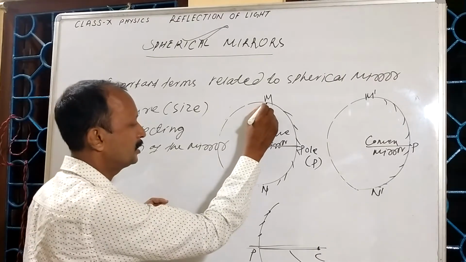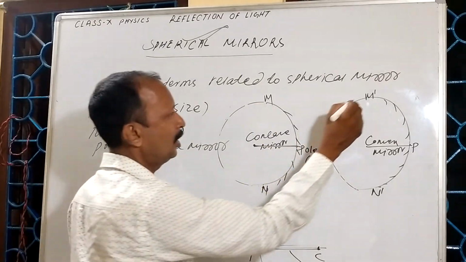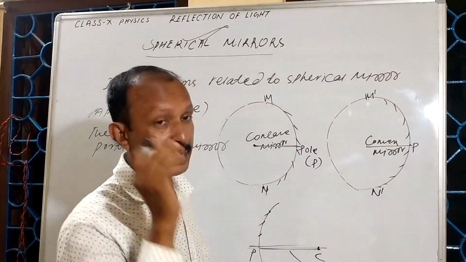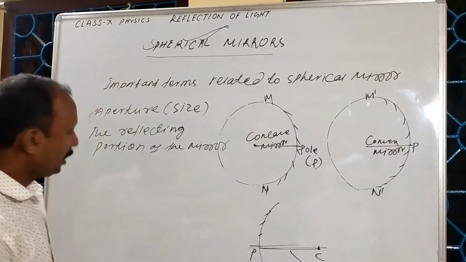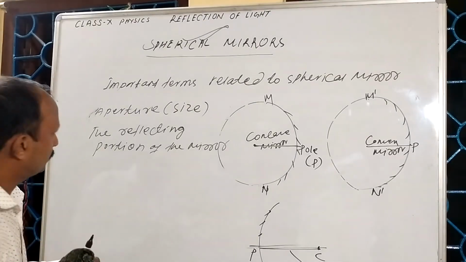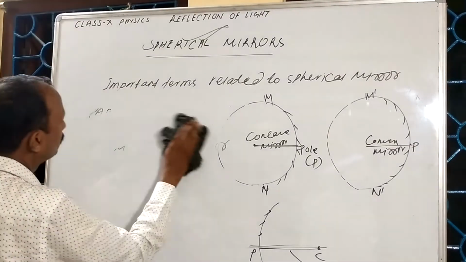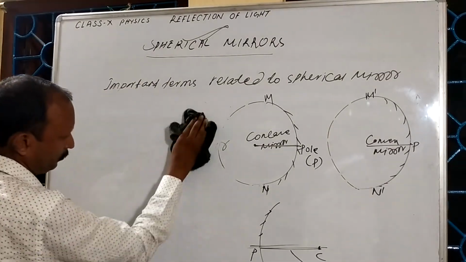That means in this figure, M to N or M dash to N dash is the aperture or size of the mirror. Next important point is that focus. Listen carefully.